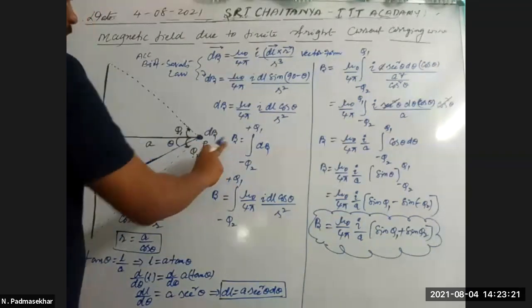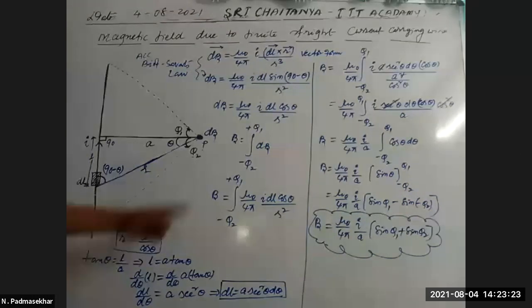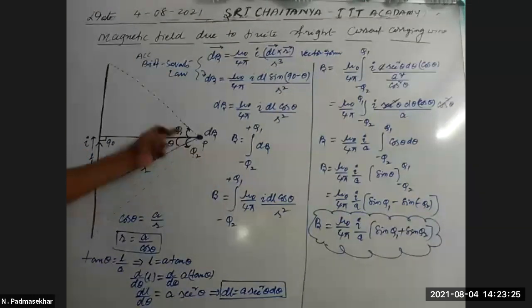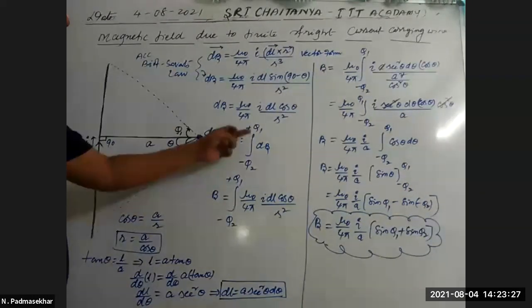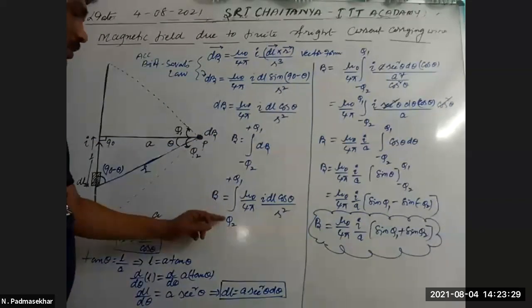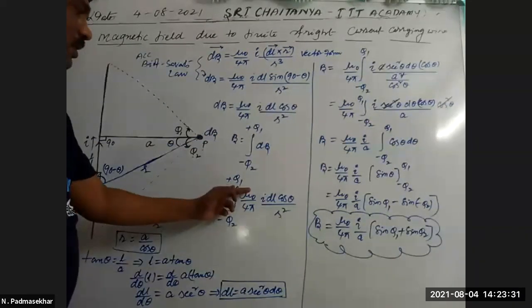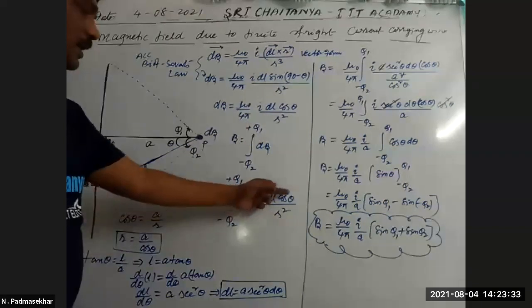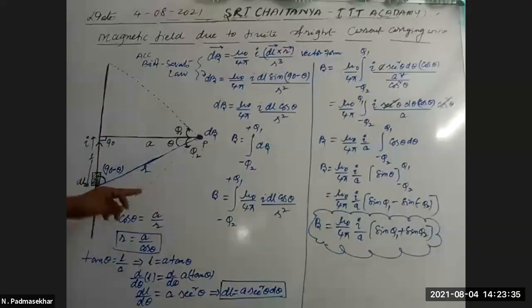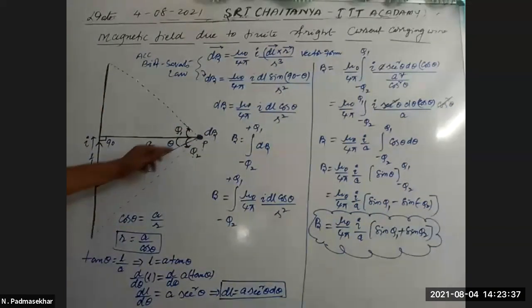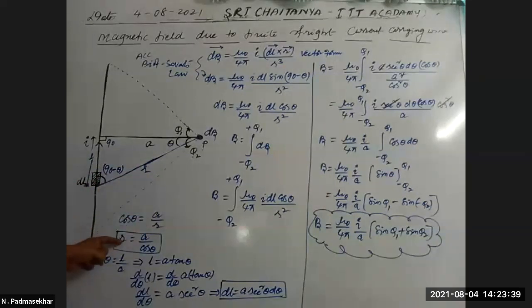So now, to find B, we have to do integration, from minus phi 2 to plus phi 1. So B is equal to the integral from minus phi 2 to plus phi 1 of dB, which is mu naught by 4 pi, I dl cos theta by r square. From this triangle, cos theta is equal to a by r, so r is a by cos theta. And from the same triangle, tan theta is equal to L by a.